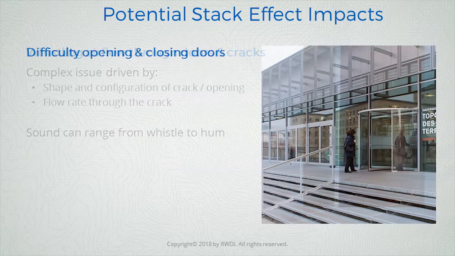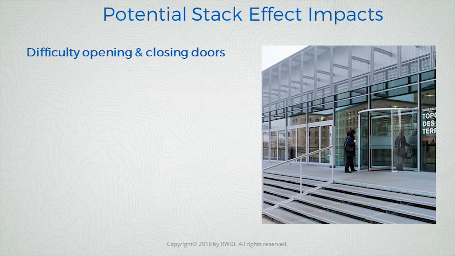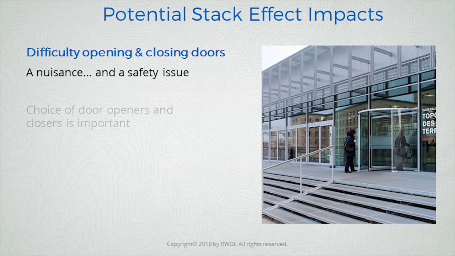Another potential problem is opening and closing doors. And this can be both a nuisance and a safety issue. So, for example, if you're in an apartment building and you're trying to get out of your apartment, but you've got outside windows open, the pressure stack effect force can actually cause difficulty opening your door. And here, a choice of the door openers and closers is important to make sure the building is accessible and safe. We don't want the doors closing too quickly and slamming, but we also want them to actually close in a positive manner and close and seal so that they help control stack effect.